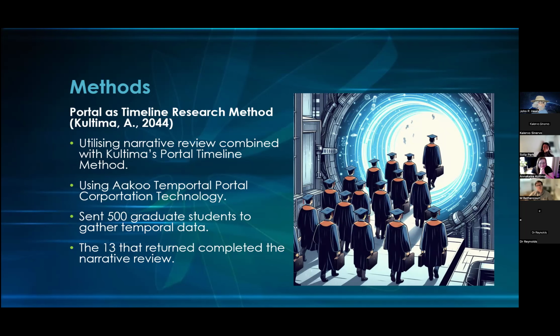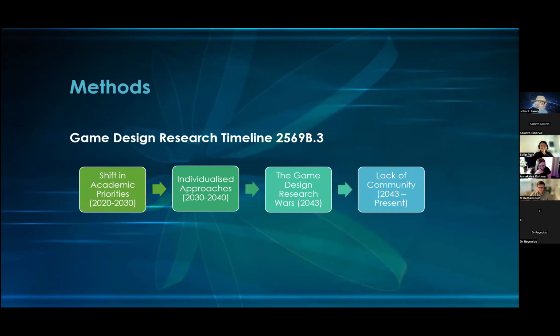We sent 500 graduate students to gather temporal data, and we had a really high return rate of 13 that returned and completed the narrative review. Despite the issues in the portal technology, we feel this is a very high return rate, which exceeds what we might expect for this technology at this time.